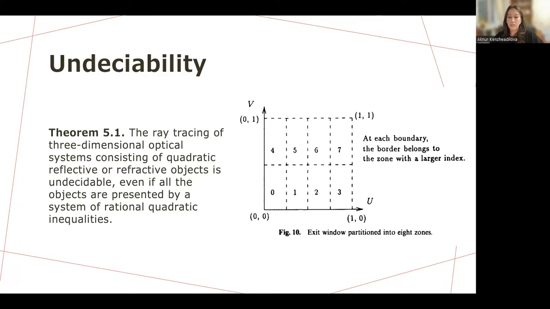The ray tracing problem that we're discussing here is a decision problem, and in the end what we want is the answer to the question: does the ray eventually reach some point? I think that's the key point that you should remember for the next class. Thank you.